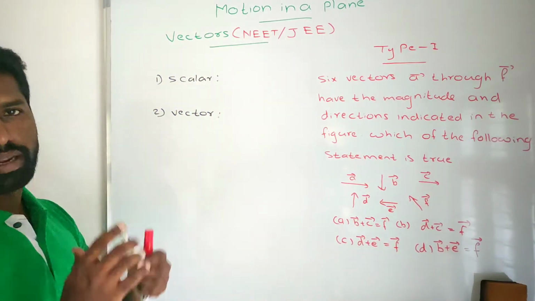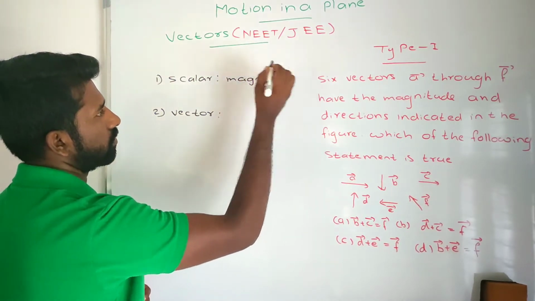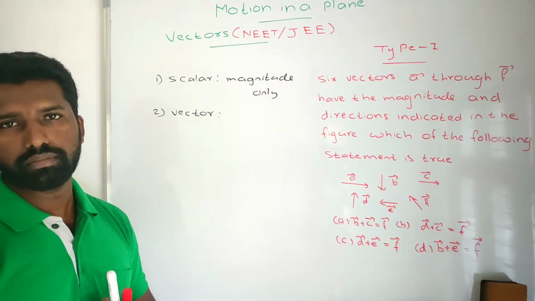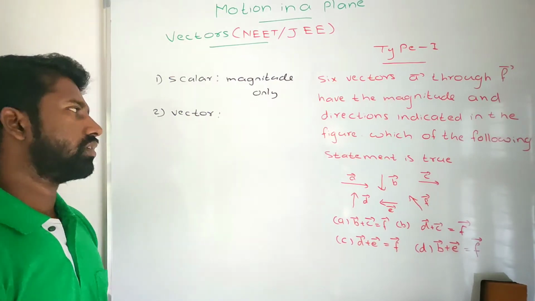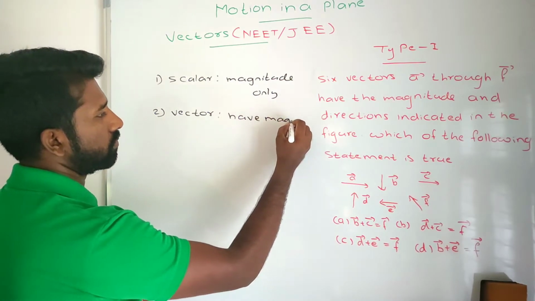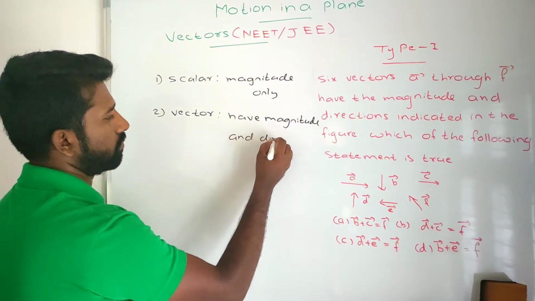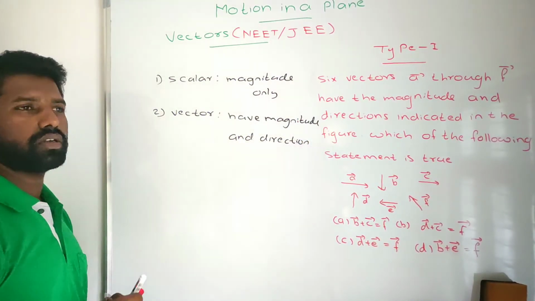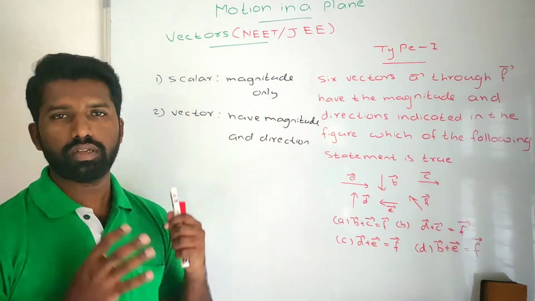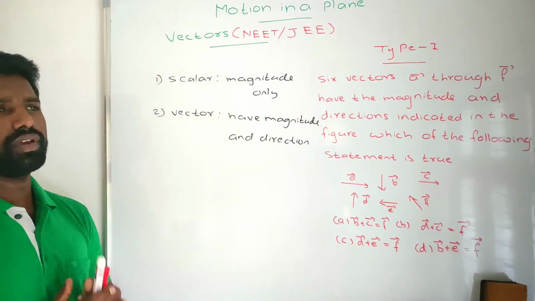Scalar quantities have only magnitude. That means to understand the entire characteristic, magnitude is enough. Example: mass, time, temperature, these are all scalar quantities. Vector quantities have both magnitude and direction. Because to understand the entire characteristic of these vector quantities, both magnitude and direction are necessary. Example: force, displacement, velocity, these are all vector quantities.